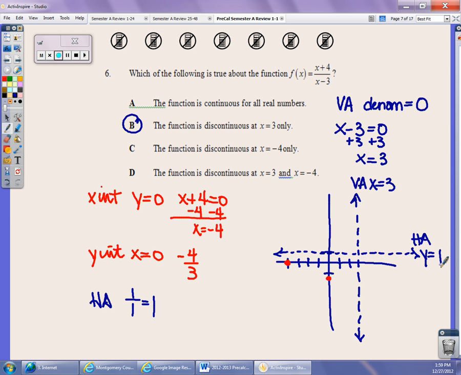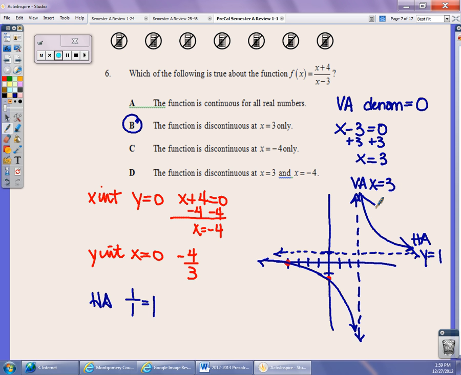You have your x-intercept at negative 4, your y-intercept at negative 4/3, which allows us just to sketch in this graph. And of course we have the other piece of the graph is going to go right here, again towards the asymptotes and diagonally across from the intersection of those two asymptotes.